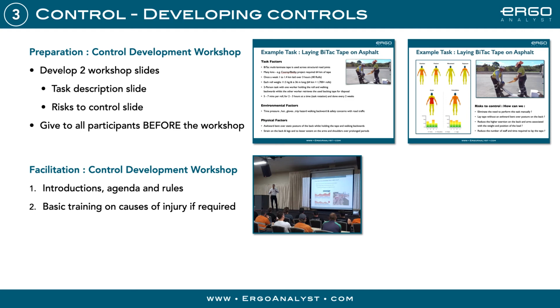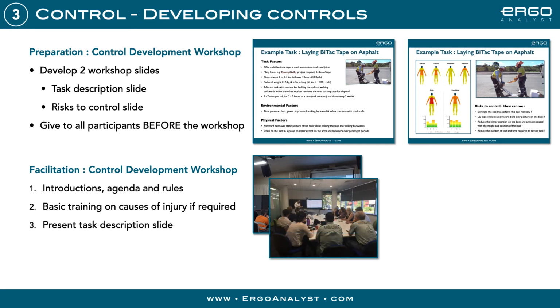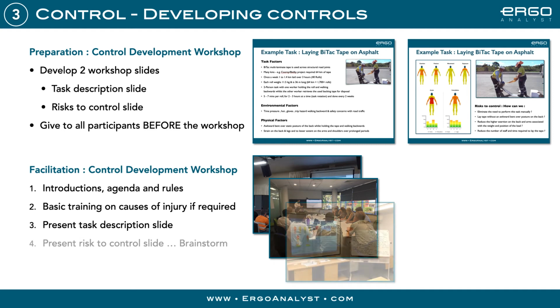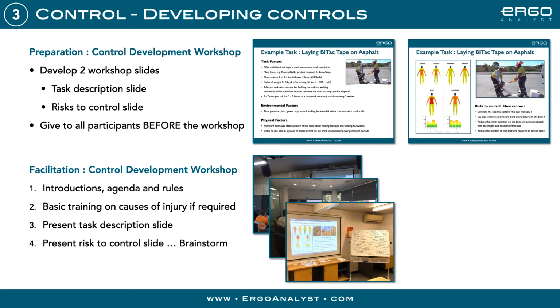Once that's completed, present the task description slide, which summarizes how and why the task is performed, and the relevant environmental and physical factors that need to be addressed to reduce the risk of injury. If the people in the workshop don't have any major concerns with this task summary slide, then move on to present the risk control slide. Point out the main factors on the thermal body maps that cause the potential for injury before presenting the risk factors to control questions that raise the specific factors that need to be controlled.